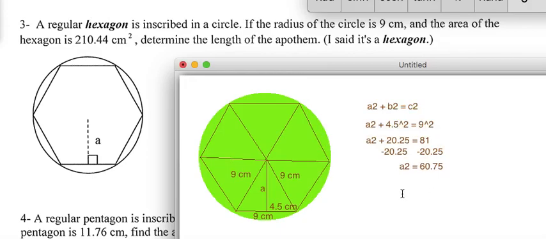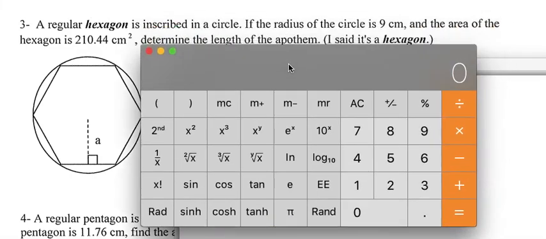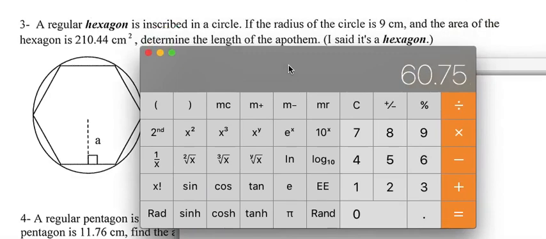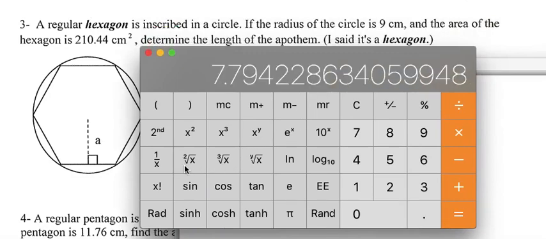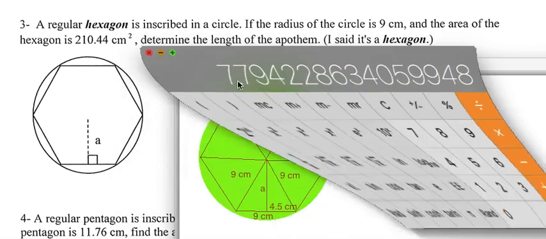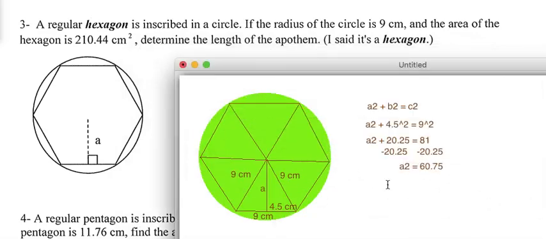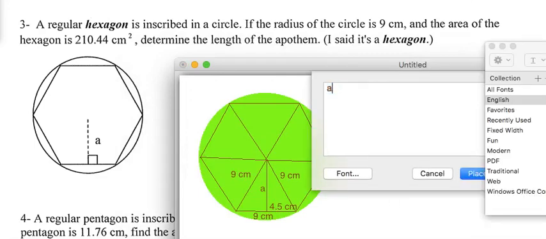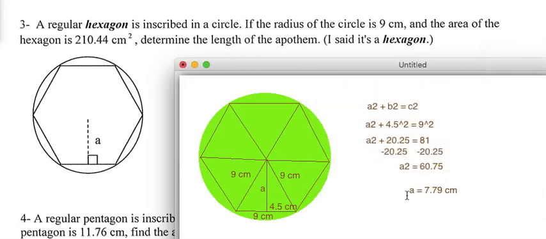And if you want to find out what A is, you just take your 60.75, and then you square root it to find out what that is, 7.79. So that means that A is 7.79 centimeters. A equals 7.79 centimeters. And that means you found your apothem using the Pythagorean theorem. This question is just asking you to find the apothem. There's nothing else you need to do, and there you have it.